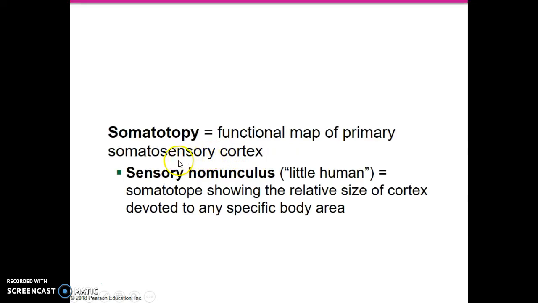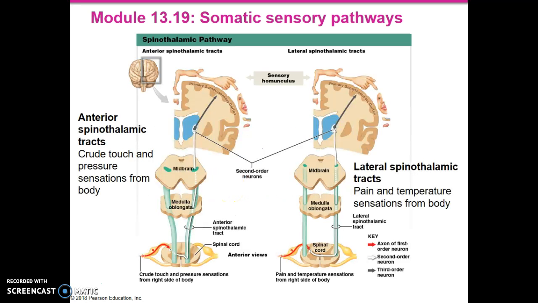We'll be looking at somatotopy, a functional map of primary somatosensory cortex. And to do this, we use a sensory homunculus, which is a little human. It is a map, a somatotope, showing the relative size of the cortex devoted to any specific body area. So the map is here, and you can see this homunculus here.